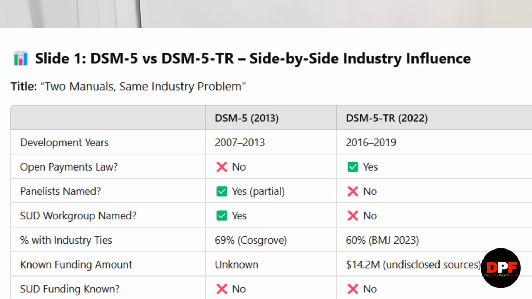Here's a chart that's just a side-by-side of some different data points from DSM-5 and the DSM-5 TR. So basically, to sum it up, in the DSM-5, we had names of the workgroup members, but no knowledge of the money. And in the DSM-5 TR, we had access to the funding, but the names disappeared. We didn't know who they were anymore.